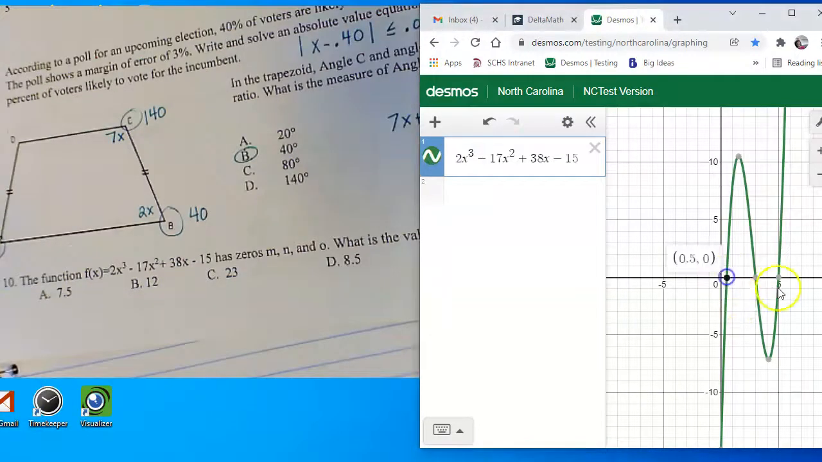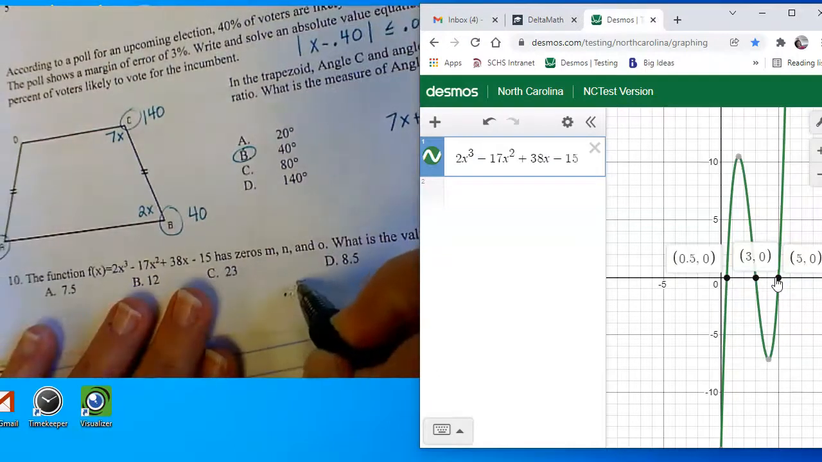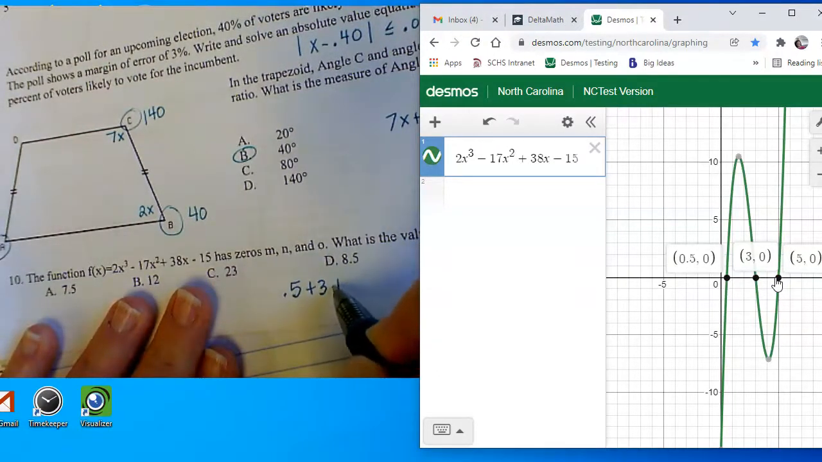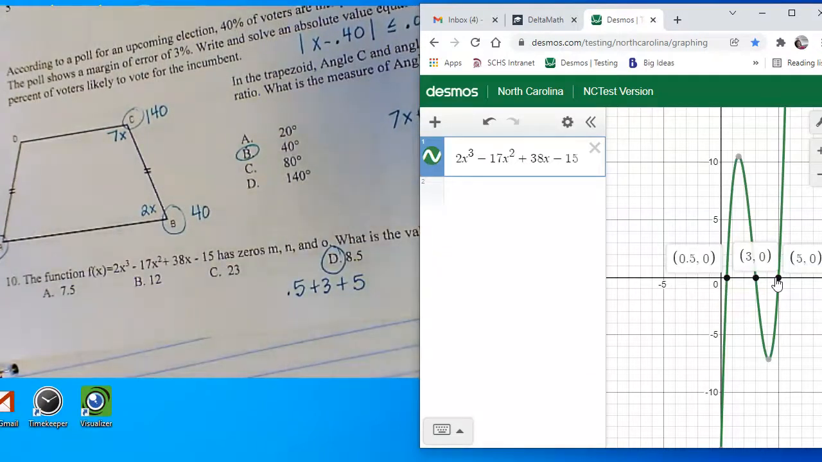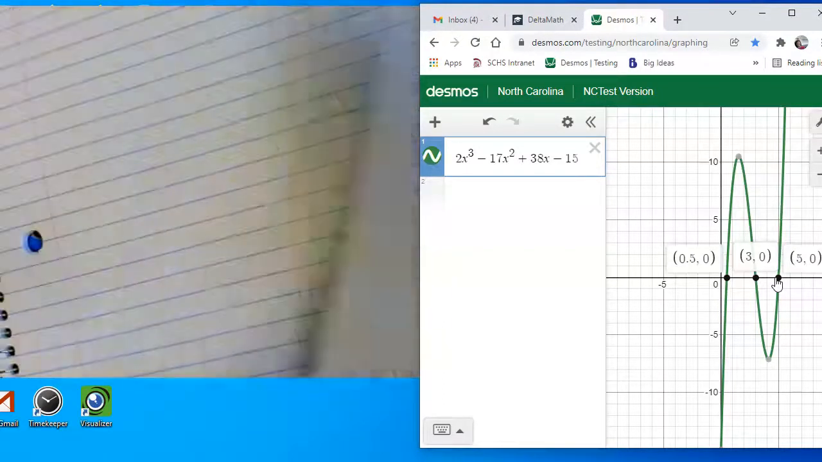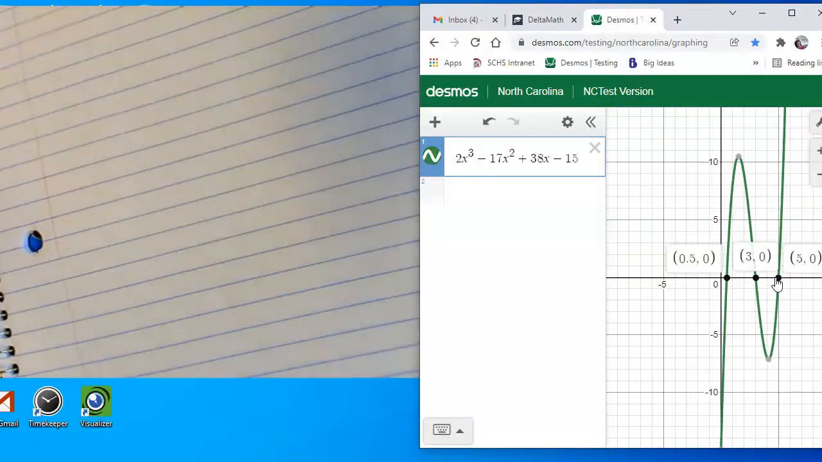So you graph it, you find the zeros, and then what do I do with those zeros? Add them together because it says find the sum. And so I'm going to take 0.5 plus 3 plus 5. I get 8.5, and that would be the answer. If one of them had come out to be negative, I still keep the negative, and then I add that with it. So, all right, on to number 11.